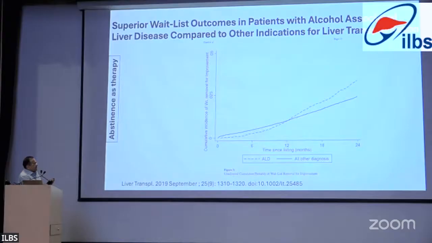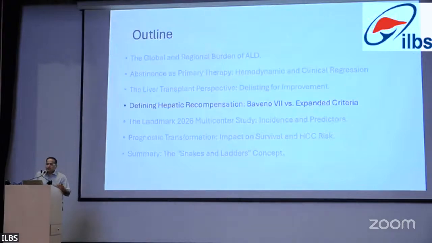The median time at which transplant list dropouts happen is at 12 months after being listed for decompensated ALD. So quitting alcohol is the main outcome driver here. So how do we define hepatic decompensation? This term was defined in 2022 and published in 2023 for the first time.